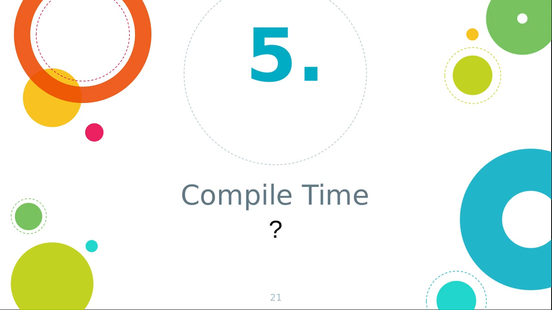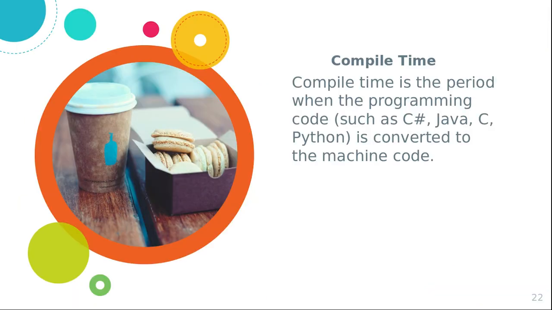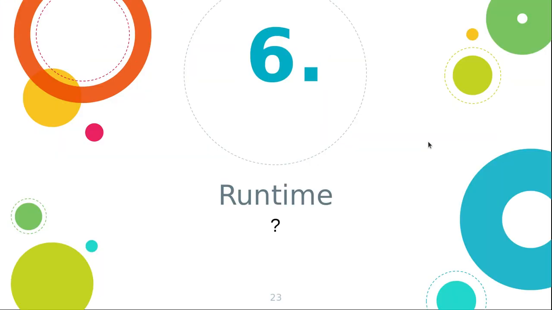Correct. Compile time is the time the compiler takes to convert source code to machine code. It is the period when a program such as C is converted to machine code. So much you people understood easily. And what is run time?